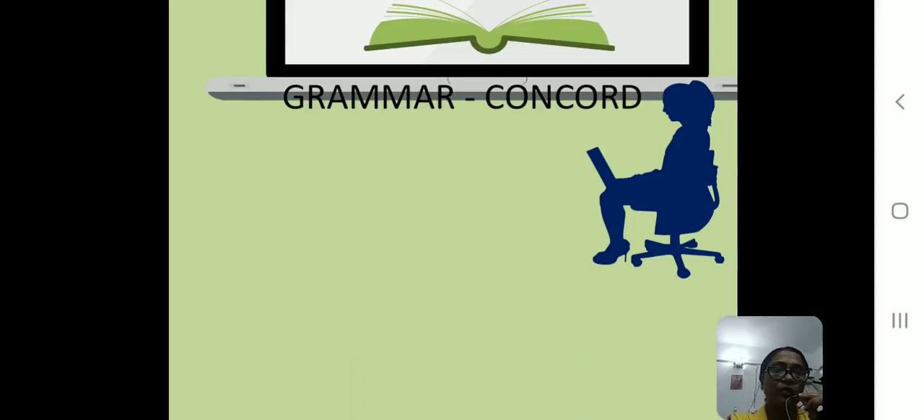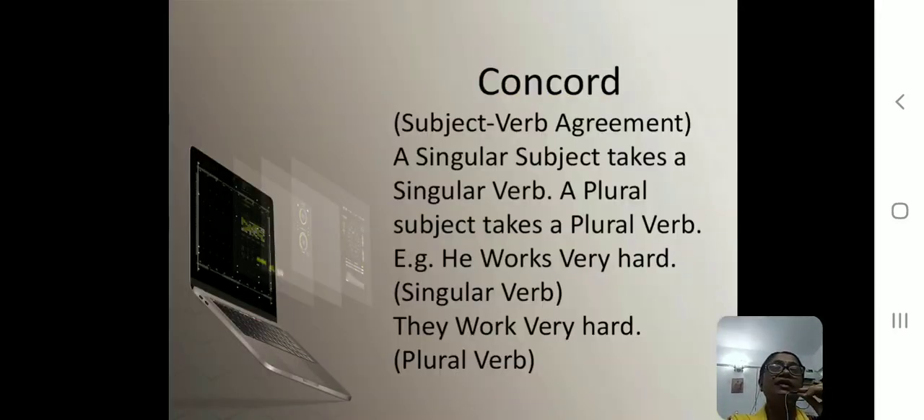The topic we will be doing today is on grammar, and the topic name is Concord. Concord, in simple language, we will say, is the agreement of the verb with the subject. It's a subject-verb agreement.